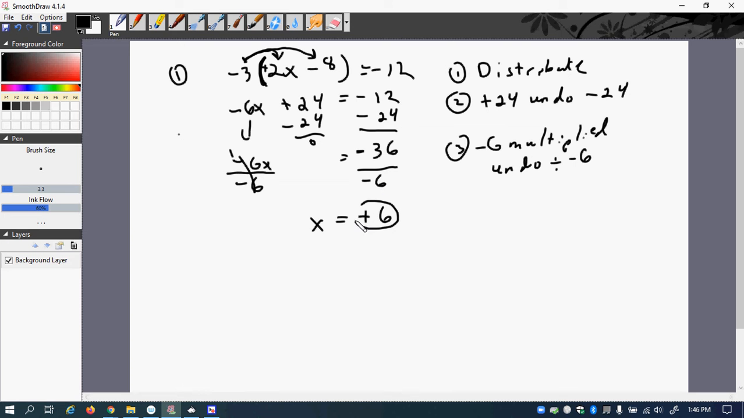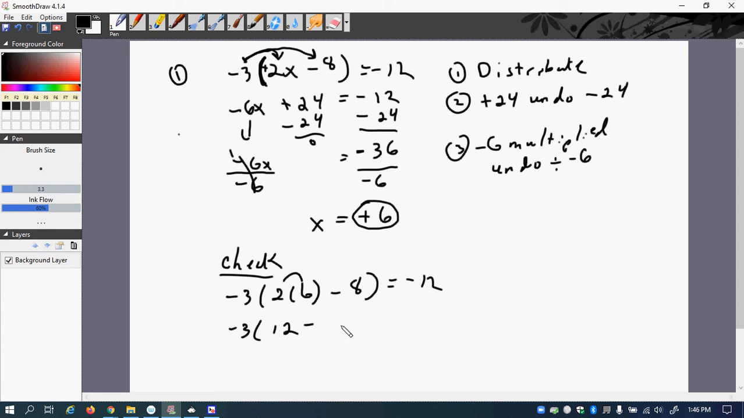So here's my answer. So now I want to do the check. So check is putting the answer back into x. So negative 3 parentheses 2 multiplied by 6 minus 8 equals negative 12. So negative 3, 2 times 6 is 12 minus 8. And so what is 12 minus 8? Well, that is just 4. And so negative 3 times 4 is negative 12, so negative 12 does equal negative 12. So yeah, the answer is correct.